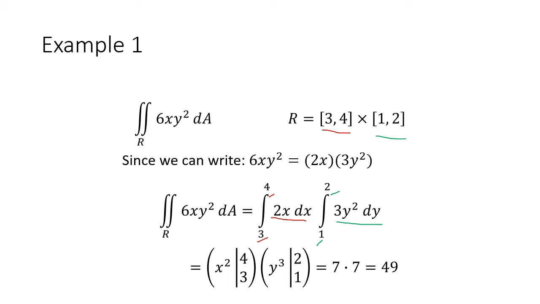And the reason I picked this is because those antiderivatives are pretty much trivial. It's x squared, and then evaluating from 3 to 4 gives me 7. Evaluating y cubed from 1 to 2 gives me 7. 7 times 7 is 49, and I get the same answer both ways.